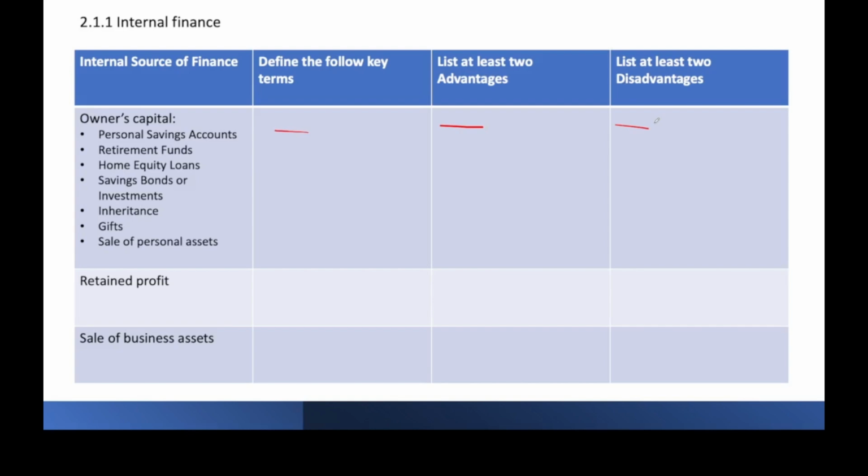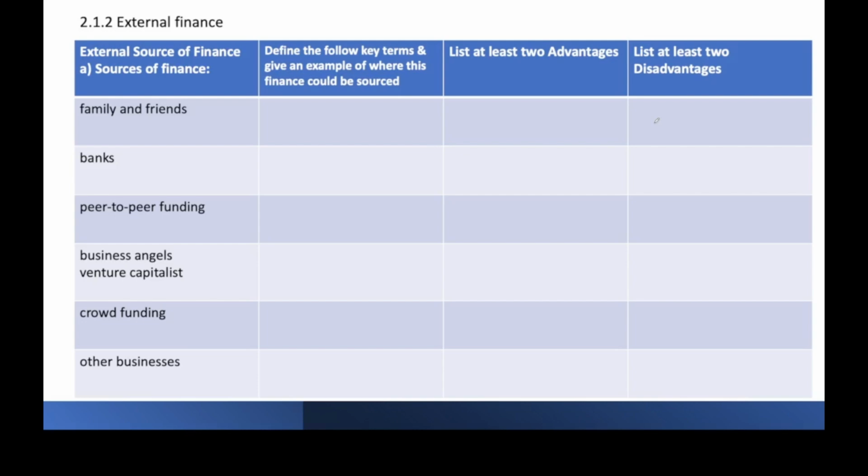If your notes are not fit for revision, just don't write them, and maybe use the revision guide and add scribble notes in the margins. I'll talk to you about this in class. Okay, pause the screen, same sort of thing, external sources of finance. Go away, define the key terms, and put your advantages and disadvantages in there.